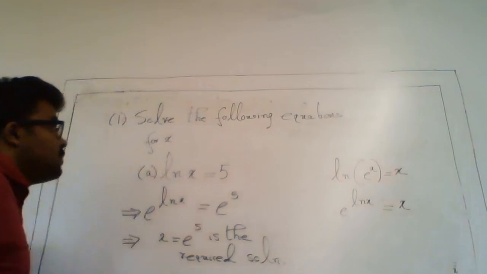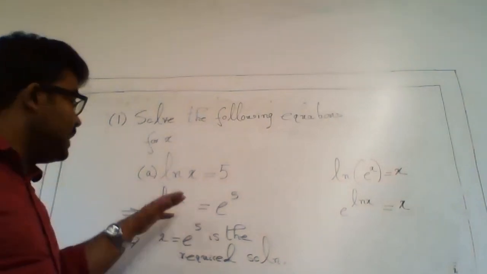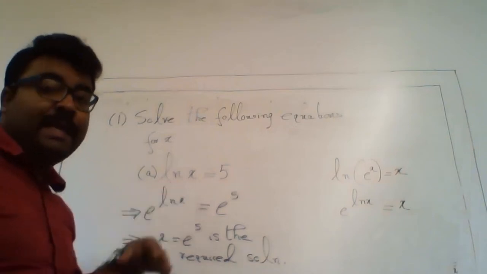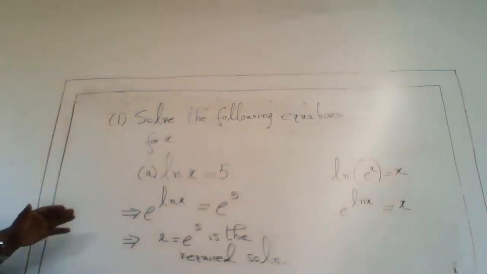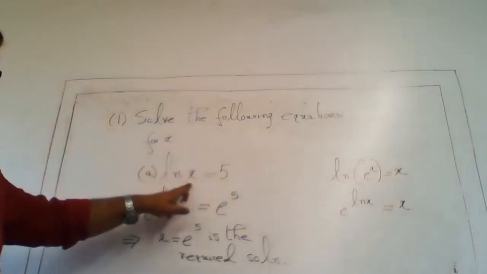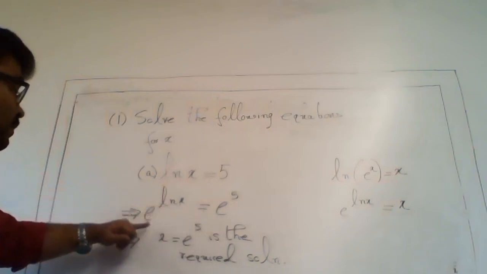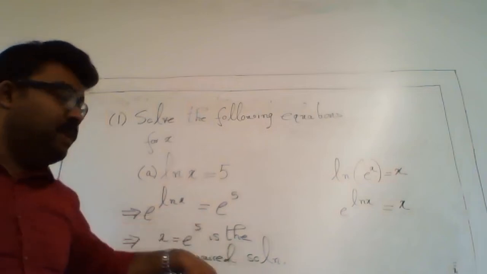Okay. So solve means to find out the value of x. So how to solve? The technique is to see what is there. If you already have ln, then apply e on both sides. If you have e, then apply ln. In the first problem you already had ln, so I have raised e on both sides. Now e to the power ln x just gives you x, so x equals e to the power 5 is the required solution.